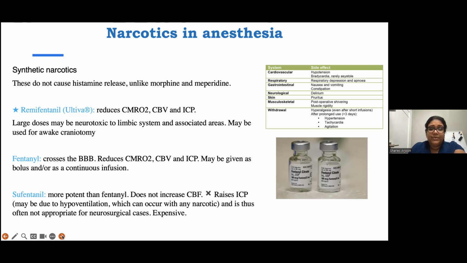Fentanyl crosses the blood-brain barrier. It reduces the metabolic rate of oxygen consumption, the cerebral blood volume, and the ICP, and it may be given as a bolus or as a continuous infusion. Sufentanil is more potent than fentanyl, and it does not increase cerebral blood flow. It raises the ICP, however, and this may be due to hypoventilation, which can occur with any narcotic, and is thus not appropriate for neurosurgical cases, and it's quite expensive.